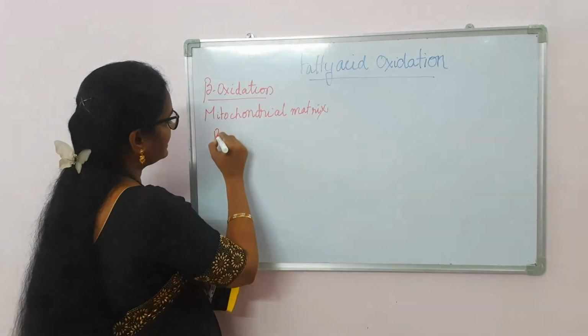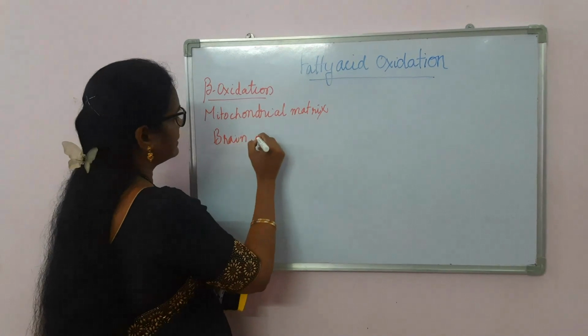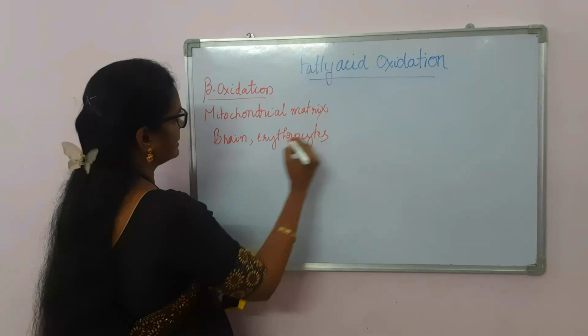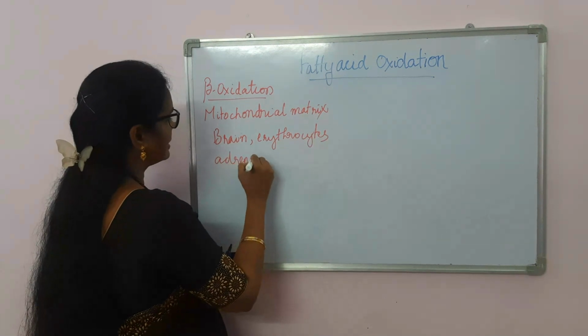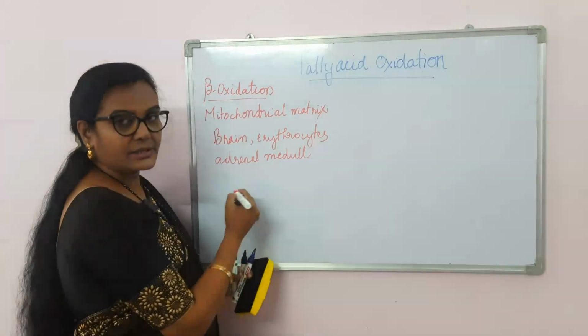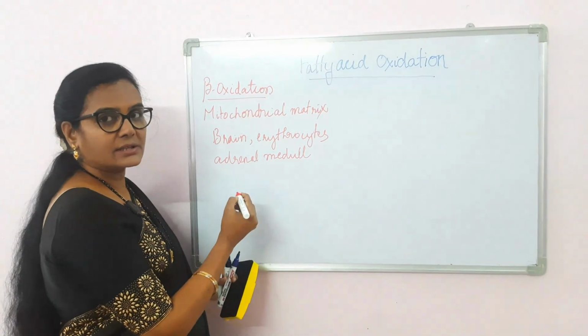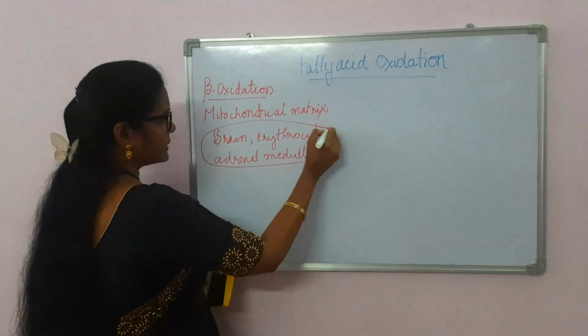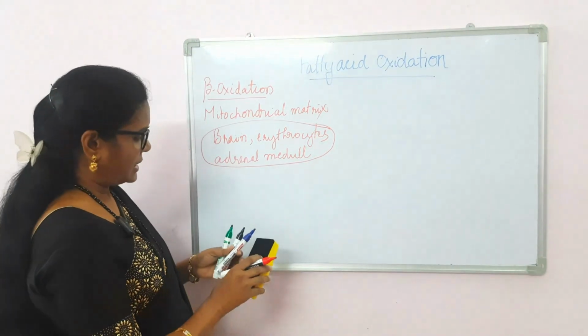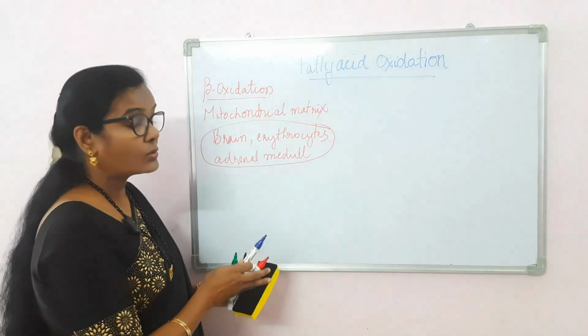However, brain, erythrocytes, adrenal medulla. These tissues cannot utilize fatty acids for their energy requirement. This is a brief introduction regarding fatty acid oxidation. And now we will see how it takes place.